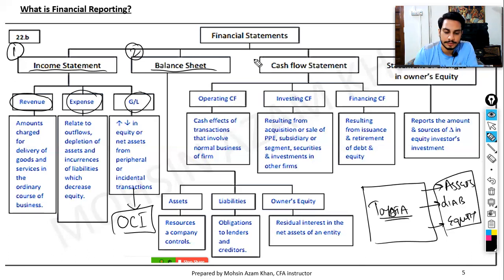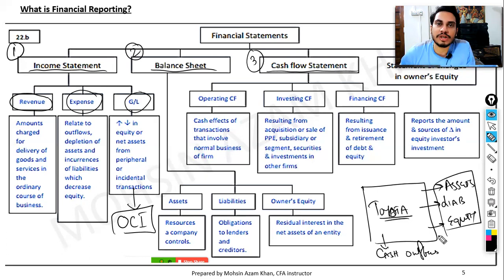The third statement is called the cash flow statement. You must also be concerned about how much cash flow Toyota generates, how much cash outflow Toyota makes, in what activities how much cash is going out, and in what activities the Toyota business is making inflows. So if you want to know how much cash is going out and how much cash is coming in, you will look into the cash flow statement.